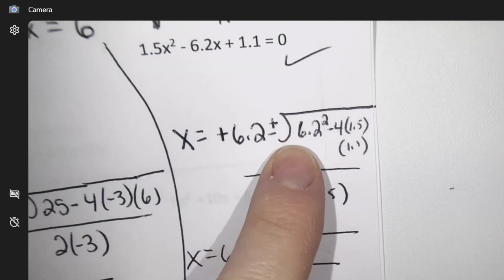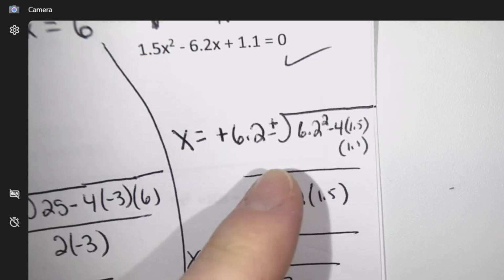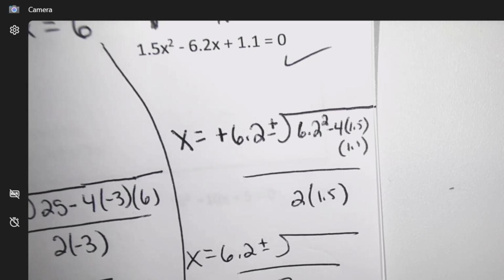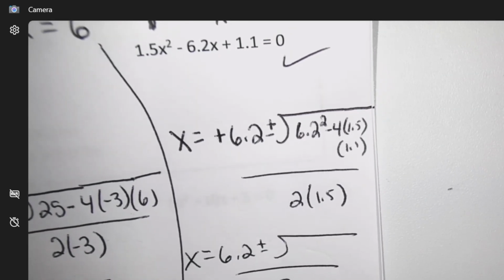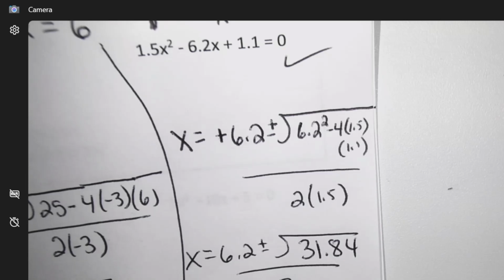Does anybody know why I didn't bother writing that negative 6.2? B squared, I didn't write that negative in there at all. Okay, does it matter? No. I don't need a negative in there because I know my answer is going to be positive anyway, so I may as well not even bother making mistakes, right? Did you get a 31.84, anybody? Yep, okay.